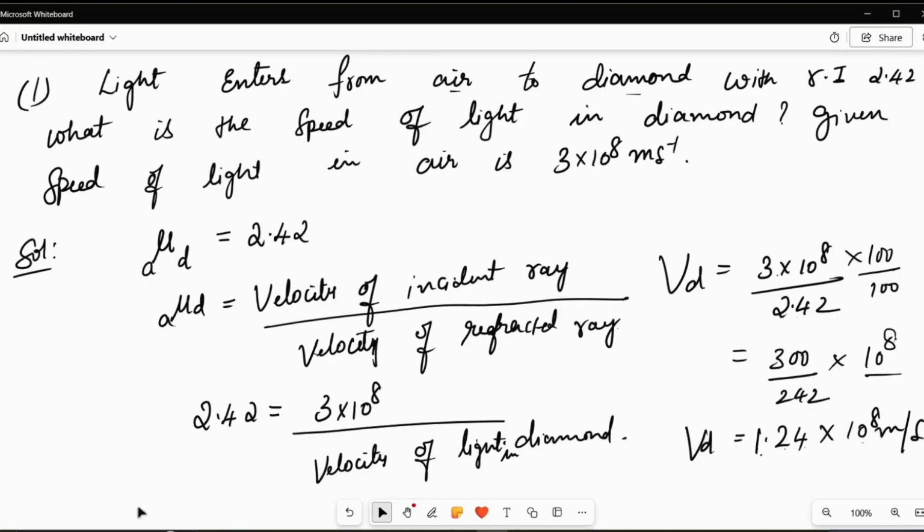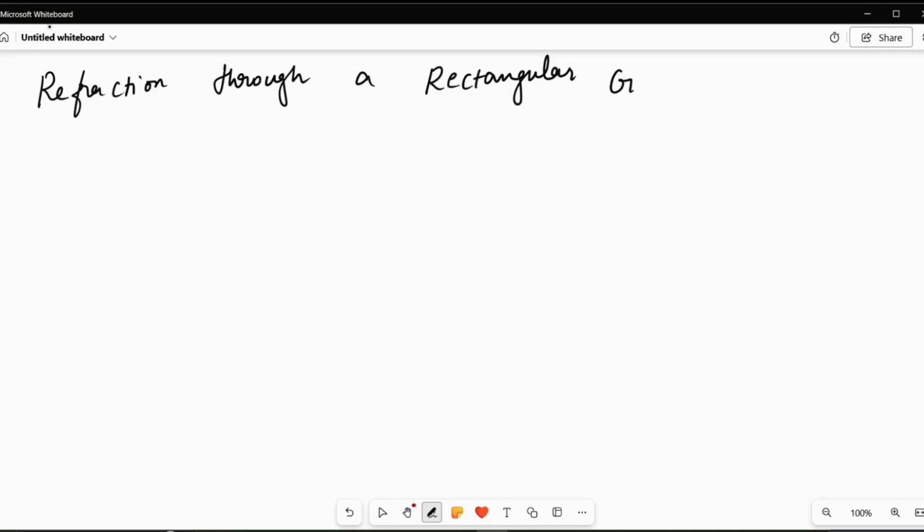Then next one, refraction through a rectangular glass slab. Refraction through a rectangular glass. Okay. First reason, then we can write about it.